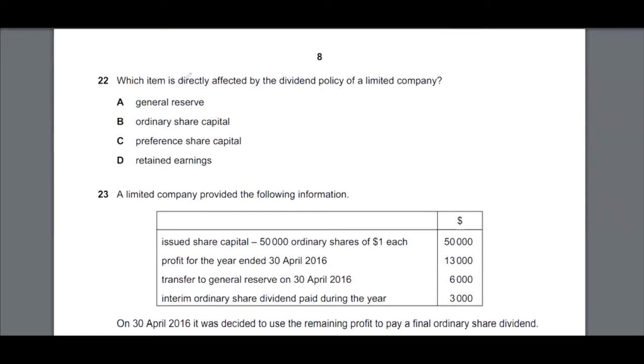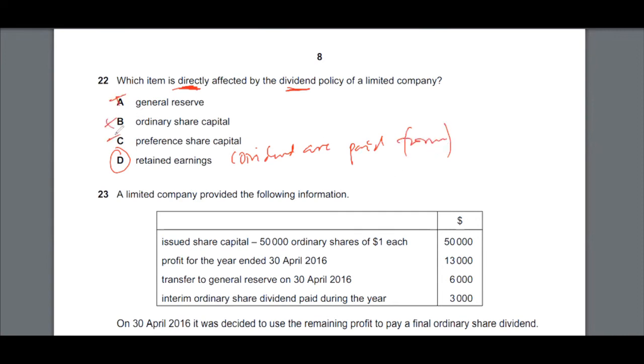Multiple choice 22, which item is directly affected by dividend policy of a limited company? In this case, it's actually going to be retained earnings. So that's where dividends come from. That's where dividends are paid from. So the answer to multiple choice 22 is going to be option D.